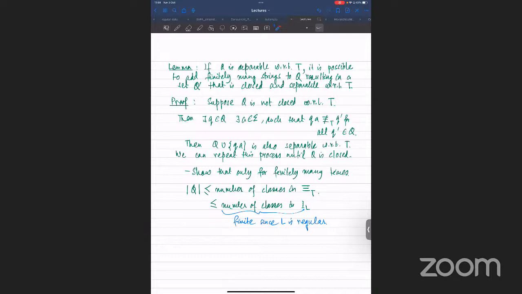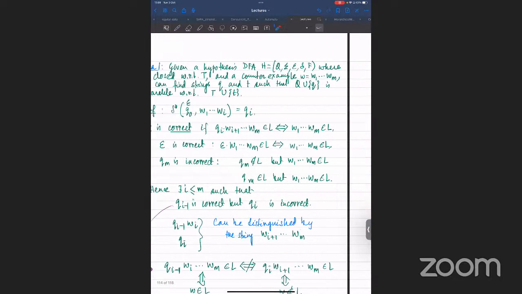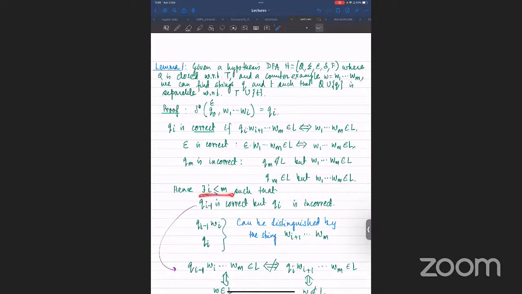Where is the membership query used? In this proof, we are trying to find such an i for which qi minus 1 is correct, but qi is incorrect. And how do we do this? By appending the suffix and checking whether this is in L. When we are doing all these checks, we are using the membership query.